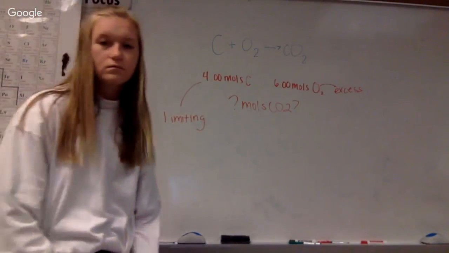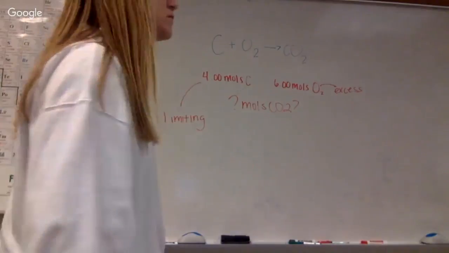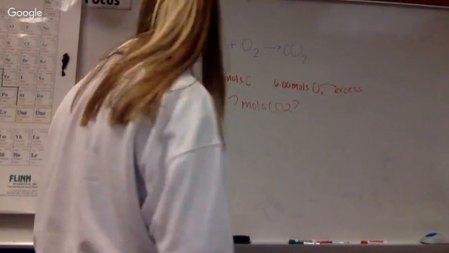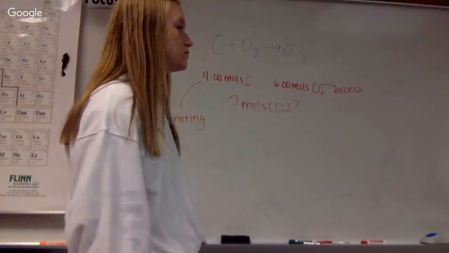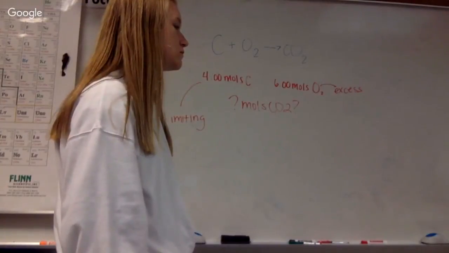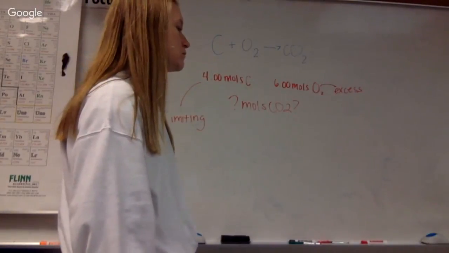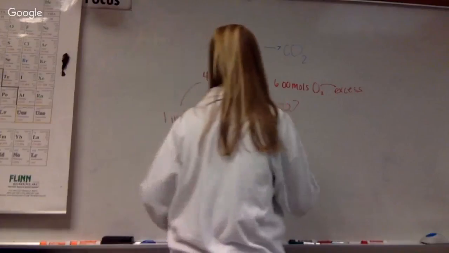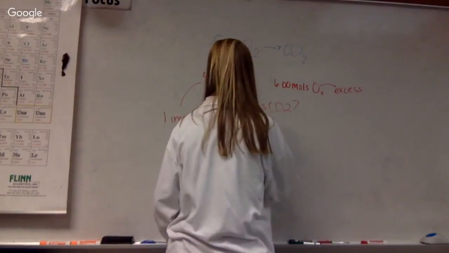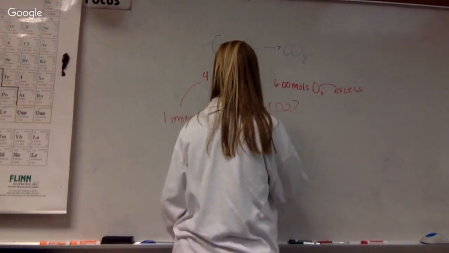Here's the important statement of importance, as I'm being redundant. You must always start with the limiting reactant when you want to figure out an amount of product.